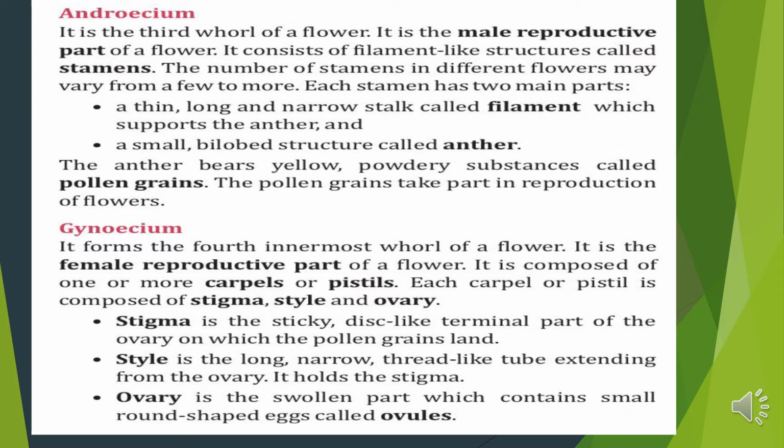Now the last one, gynoecium. It forms the fourth, innermost wall of a flower. It is the female reproductive part of a flower. It is composed of one or more carpels or pistils. Each carpel or pistil is composed of stigma, style and ovary. Means gynoecium has stigma, style and ovary. Stigma is the sticky disc-like terminal part. Style is the long narrow thread-like tube. Ovary is the swollen part which contains eggs, which are called ovules.